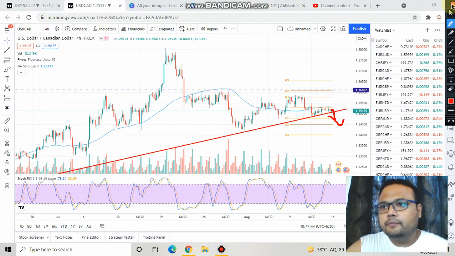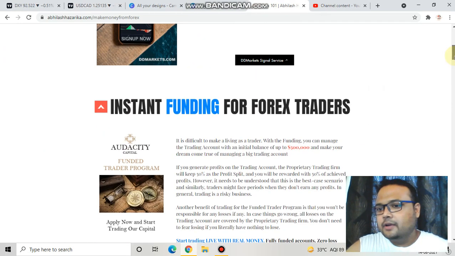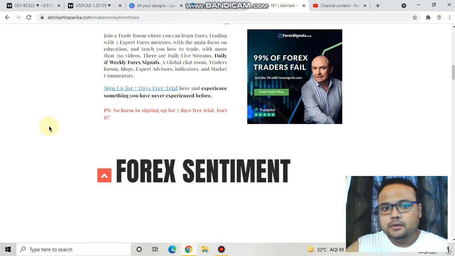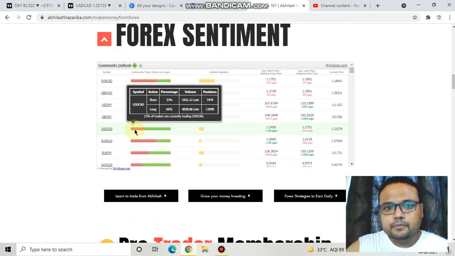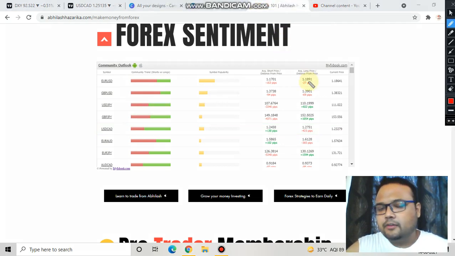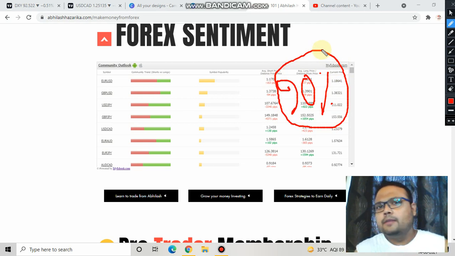And if we go to the Forex sentiment meter here, you will find it on my website avilashhazarika.com under the Forex 101 section. You can see that 33% of retail traders have taken short positions and 66% of retail traders have taken long positions. So 66% of retail traders are thinking that the market will be going up, and as we all know, more than 90% of retail traders lose money. They mainly lose money because sometimes they fail to follow the trend of the market, or they fail to understand the psychology of the market.